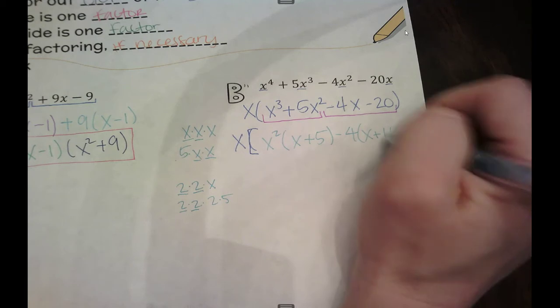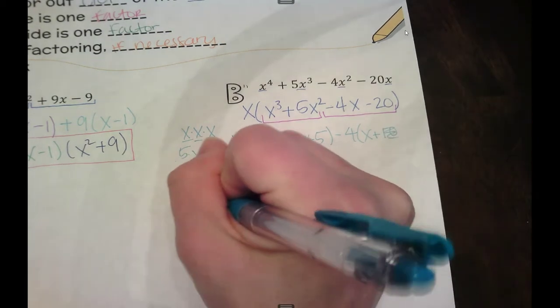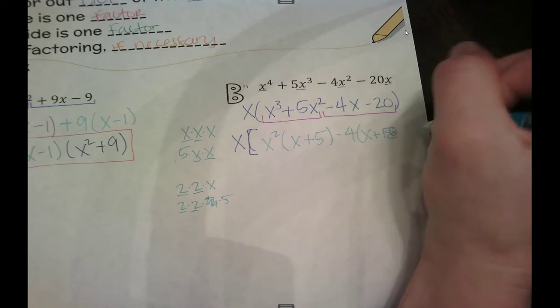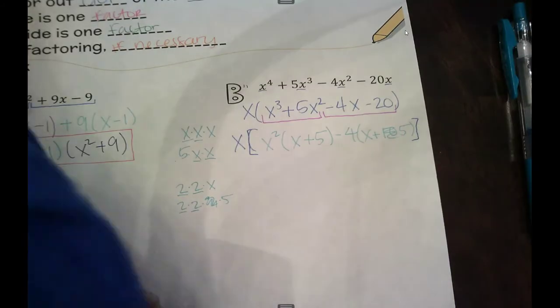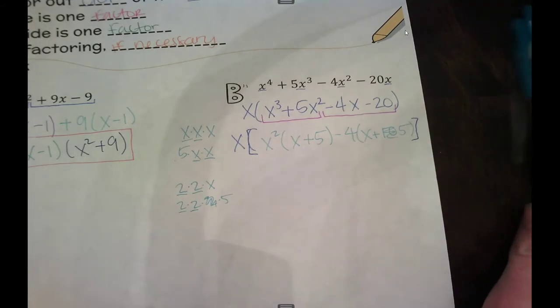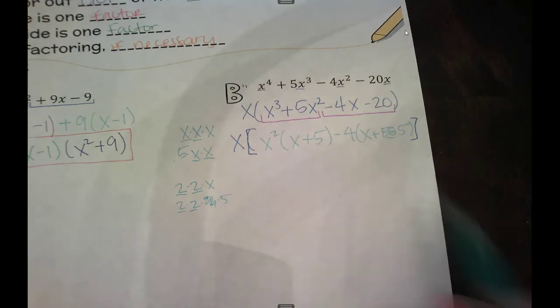5. That's a 5. It's 4 times 5. I don't know why I did that extra 2 there. Sorry. Okay, I don't even know what I was thinking.